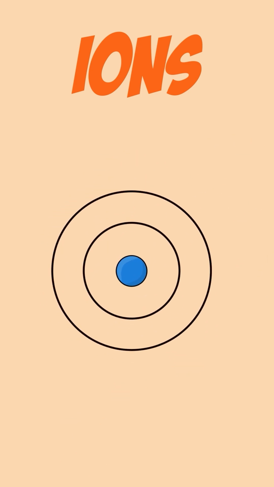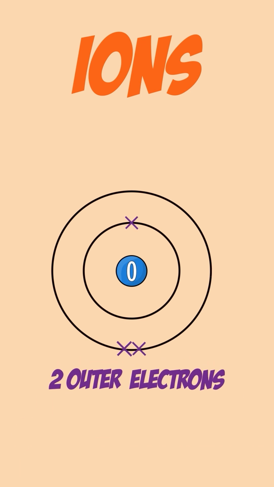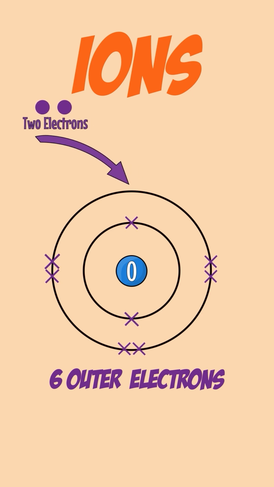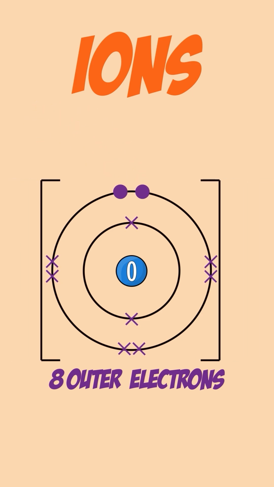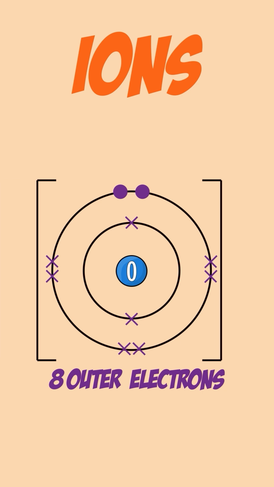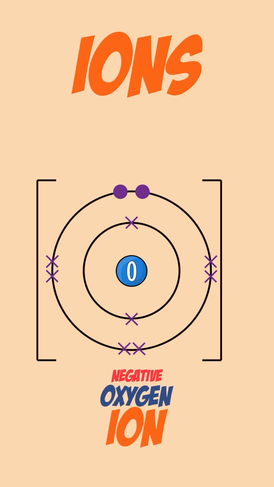Now if we look at a non-metal like oxygen for example, you can see that it has 6 electrons in its outer shell. So this time it would need to gain 2 electrons to get a full outer shell of 8. This time the extra electrons have made the atom turn into a negative ion and has a charge of -2 as 2 negative electrons were added to it.